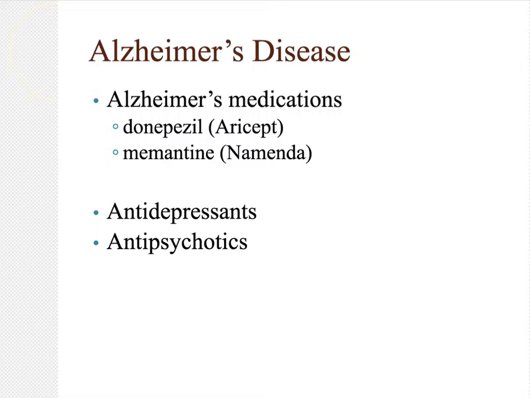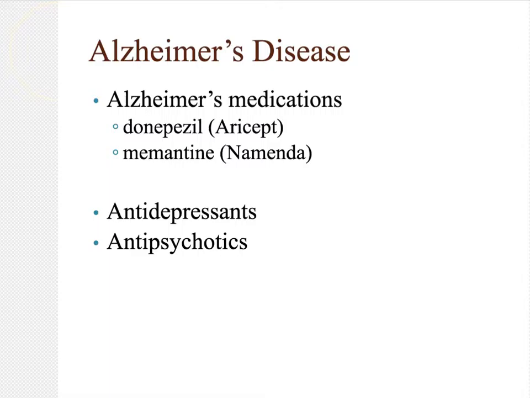So again, sometimes the Namenda can be given with the Aricept, which is the donepezil. Together, they can help decrease the symptoms. One thing to note about donepezil is that it usually works better if it is started in the earlier stages of Alzheimer's disease.